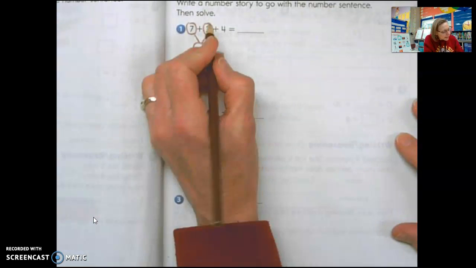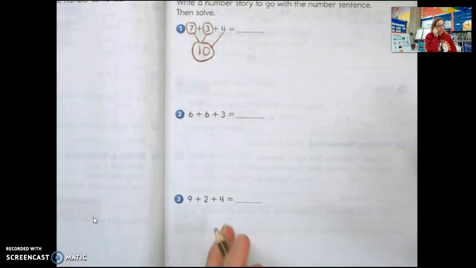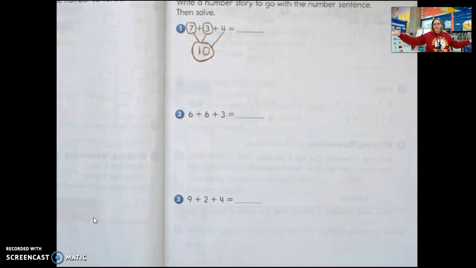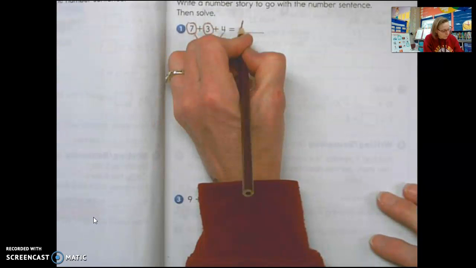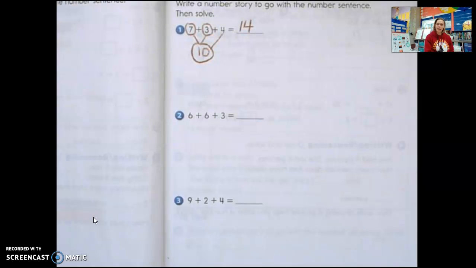All right, now we're going to add the 4 into the 10. And we know it's a teen. And so we know it's 14, right? 10, 11, 12, 13, 14.